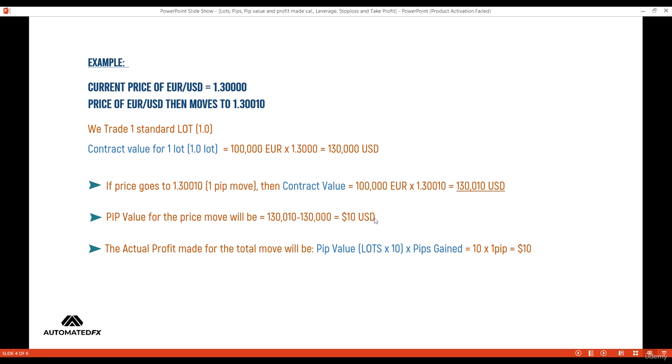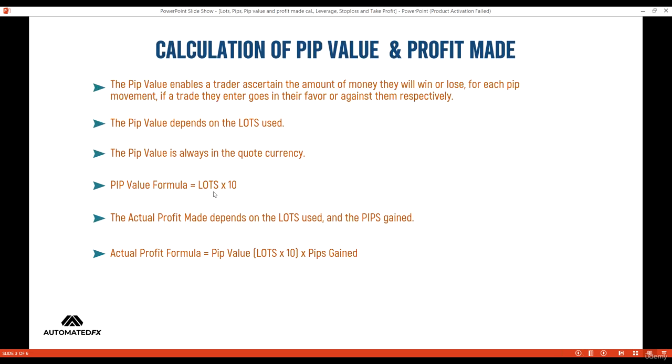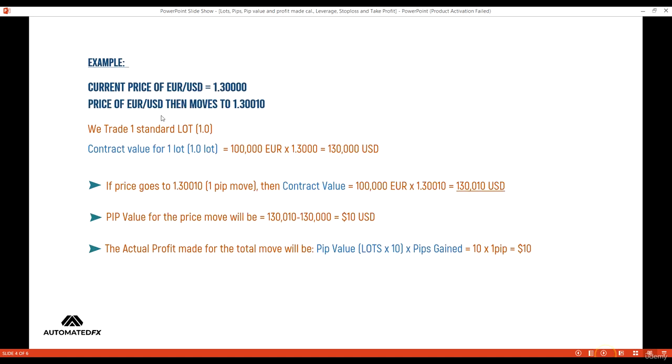Remember I said from the previous slide that the pip value is always in the quote currency. Now the quote currency for Euro USD is USD. So the pip value in this case is $10. So for one pip movement, the value is $10. Let's go to this last point, which is that the actual profit made from the total move will be pip value times pips gained. The pip value is lots times 10 times the pips gained. This pip value is 10, and of course it's one pip movement, so it's $10.